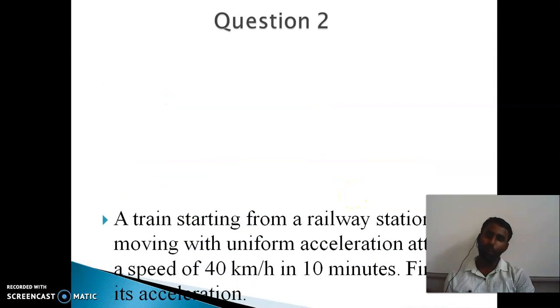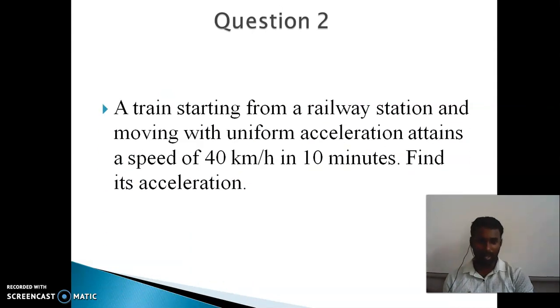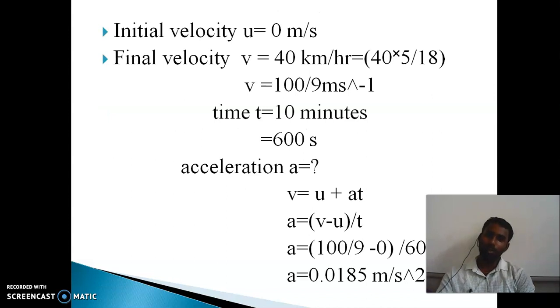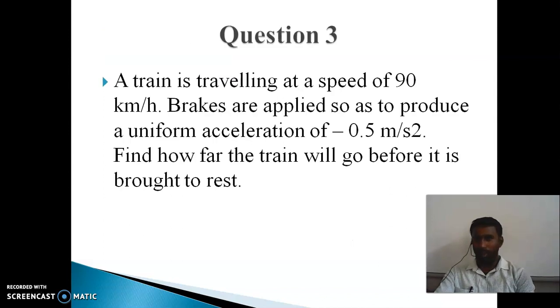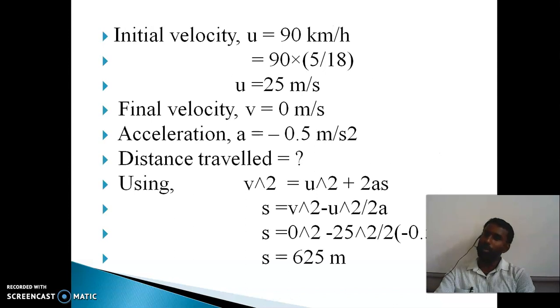The next question, number 2, what they asked: acceleration. So what formula did we use? We used v equal to u plus at, substitute the values and find the answer. Question number 3, what they asked: how far will the train go, which means distance. So what formula do we have to use? Always remember that if brakes are applied, your final velocity should be 0. Final speed or final velocity should be 0.